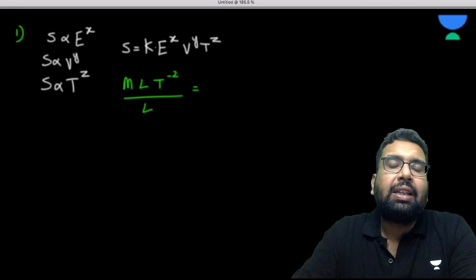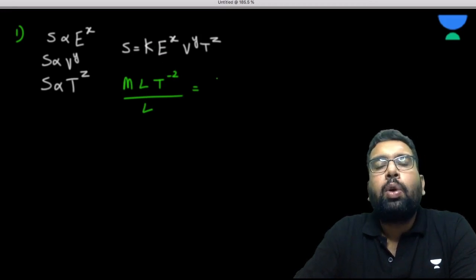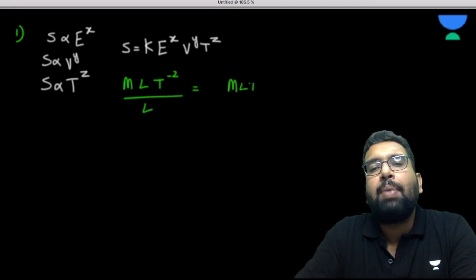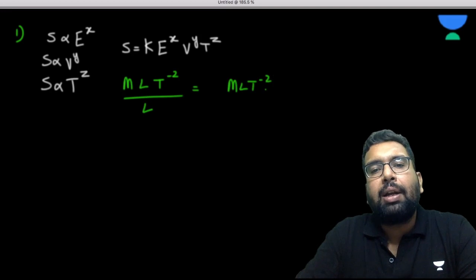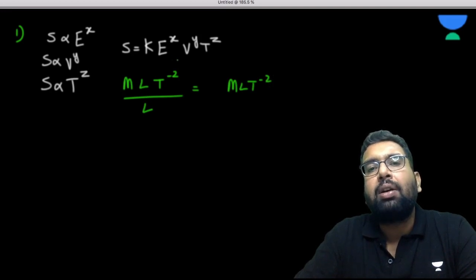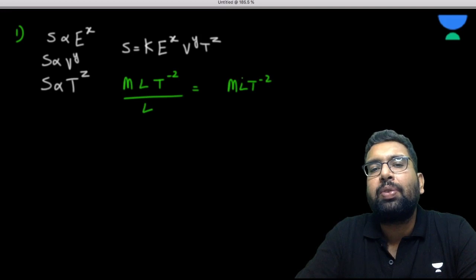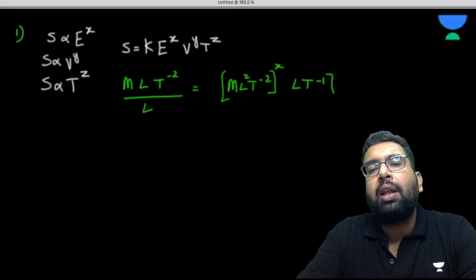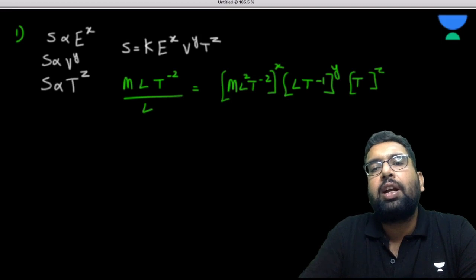Now, K is a constant, so we have nothing to do with it. What is the dimension of energy? It is Newton meter. Newton is M L T minus 2, and meter is distance, since energy is force into distance, so we have one more L. So we can say M L squared T minus 2 to the power x. For V, it is L T minus 1 to the power y, and for T it is time, so it is already z.